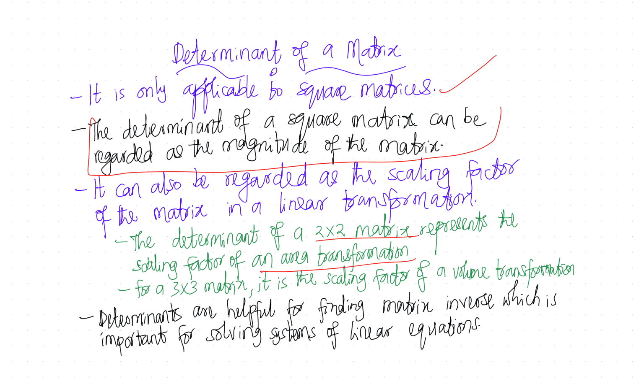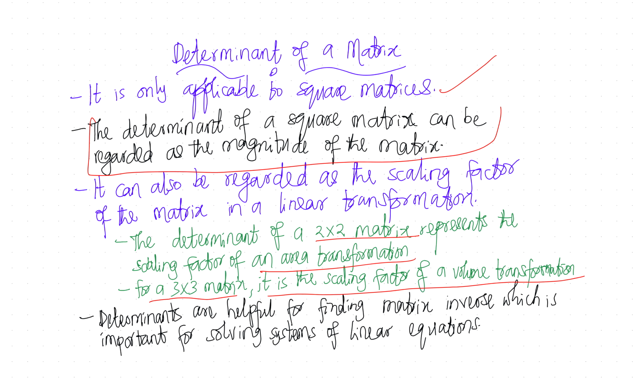And on the other hand, for a 3x3 matrix, now we are talking about length times length times length, which is like volume. So for a 3x3 matrix, the magnitude of the determinant is the scaling factor of a volume transformation. So if the determinant of a 3x3 matrix is positive, that means the volume will increase when there's a transformation in the volume, or if the determinant is negative, the volume will reduce, you know? So you can see how important that is already.